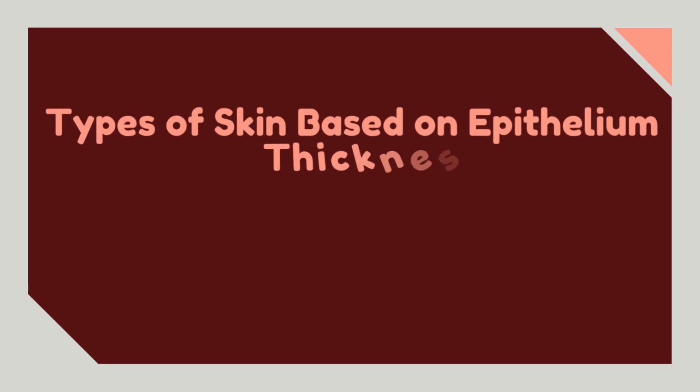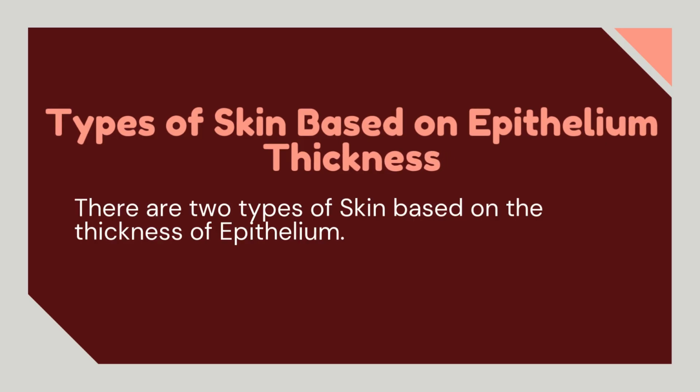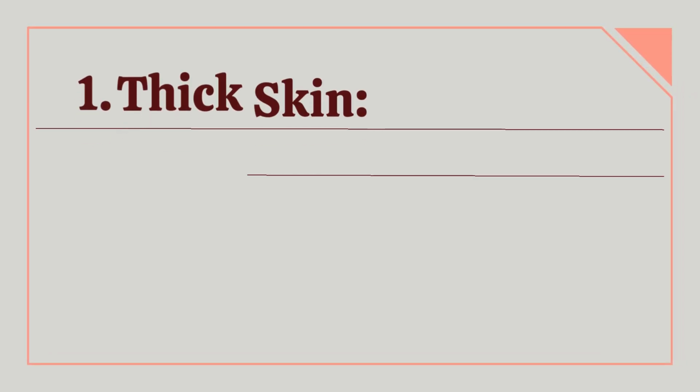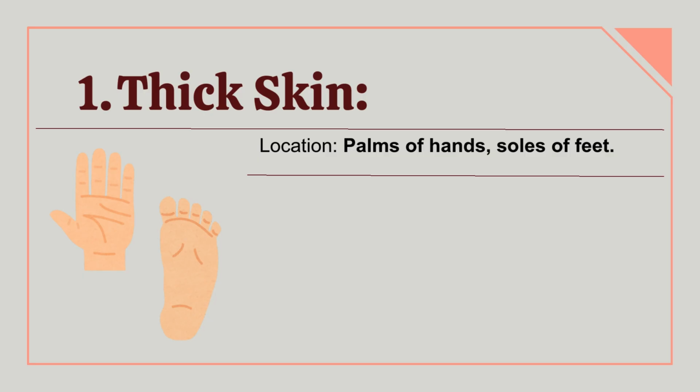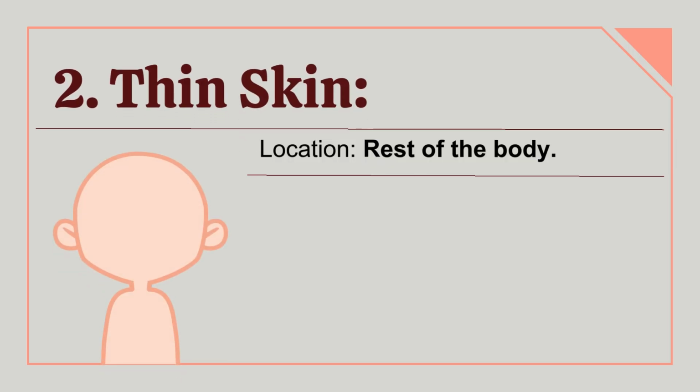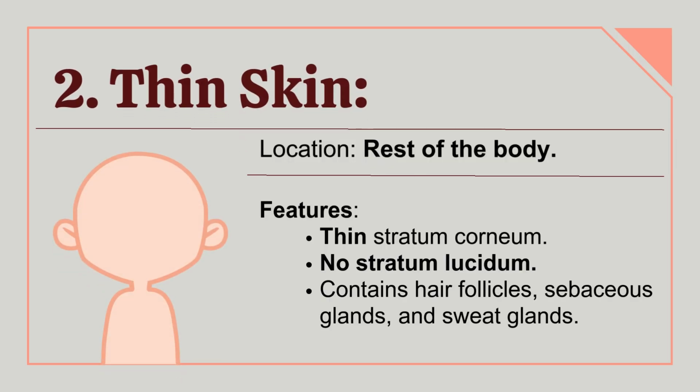Types of skin, based on epithelium thickness. There are 2 types of skin based on the thickness of epithelium. These are thick skin, thin skin. Thick skin. It is located in palms of hands, soles of feet. It has the following features: thicker stratum corneum, presence of stratum lucidum, lacks hair follicles and sebaceous glands. Thin skin. It is located on rest of the body. It has the following features: thin stratum corneum, no stratum lucidum, contains hair follicles, sebaceous glands, and sweat glands.